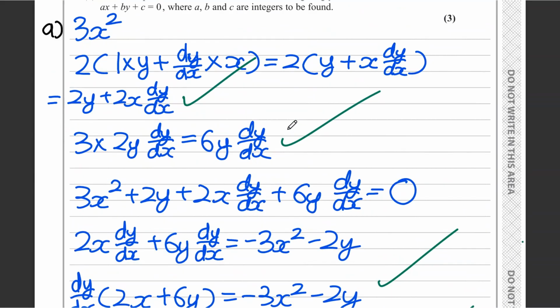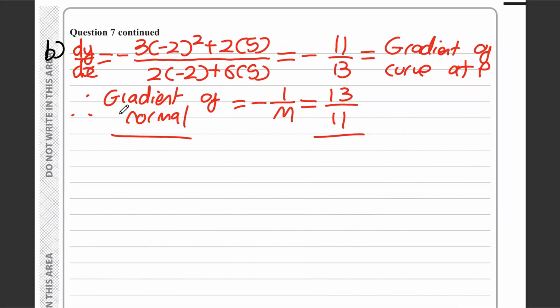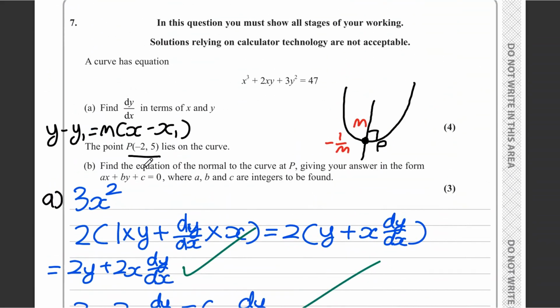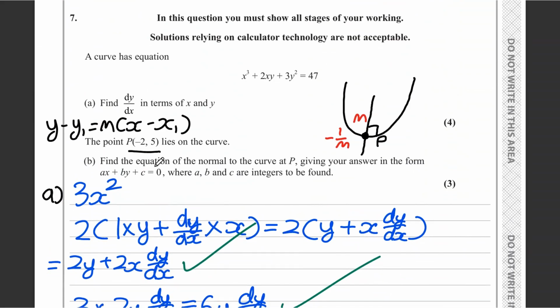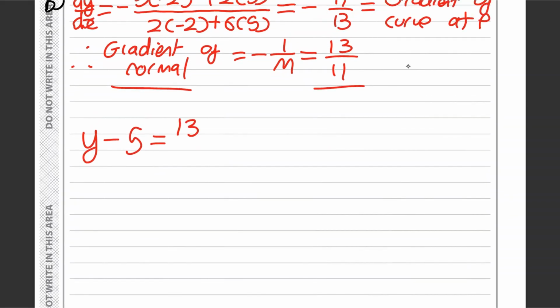So therefore we can use this equation here for the gradient of a straight line. So it's going to be y minus y1. So P again is minus 2, 5. So y1 is going to be 5 is equal to m, and we know the gradient is 13 over 11, and then x minus x1, so x1 is minus 2, so this is going to be plus 2 like this here.